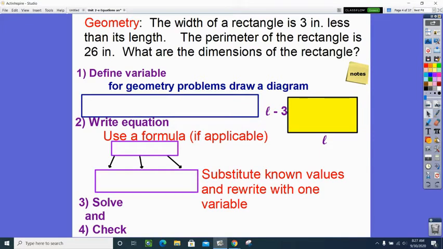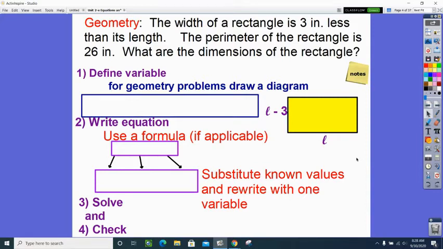So the next one's going to be a geometry perimeter problem. There is a common mistake in here that I will caution you against, but remember that the perimeter of any shape, any two-dimensional shape, is the distance around. Basically, you're trying to put a fence around the entire shape. So in this particular case, the width of the rectangle is 3 less than its length.